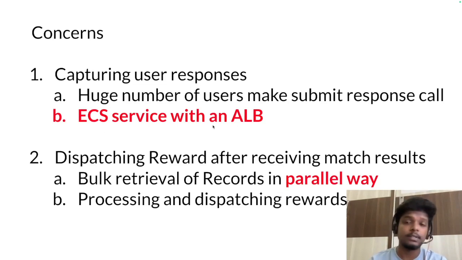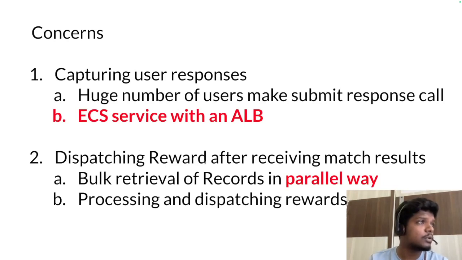This setup is quite battle tested and works flawlessly. You will have one Route 53, which forwards requests to the ALB, and the ALB forwards to ECS tasks, which will run a NestJS service to capture all the user responses.